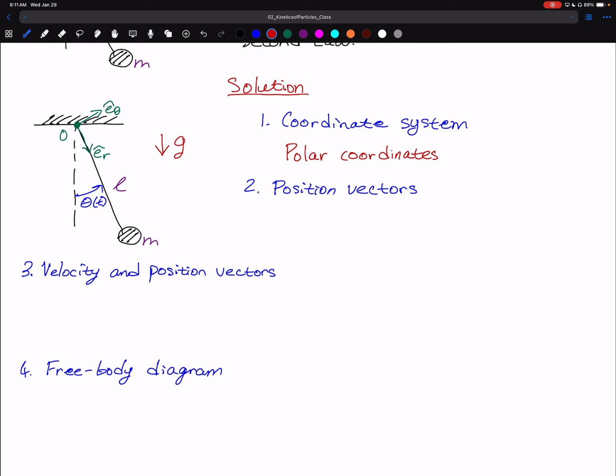For the position vector, we're going to draw from the origin to our particle. We'll say that this is our r vector, and then the r vector, which is a function of time, is equal to L e hat r. L is a constant, but e hat r is not a constant. E hat r is changing with time, and therefore the position vector is also a function of time.